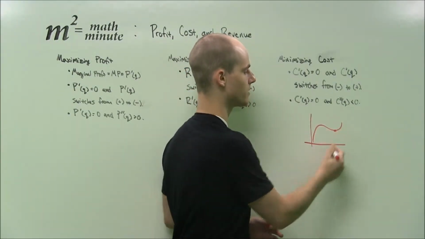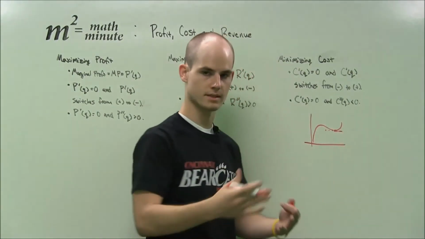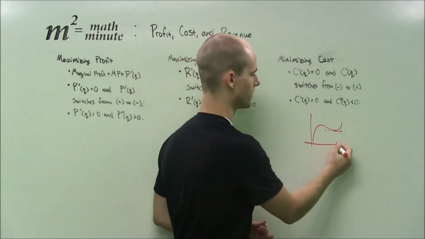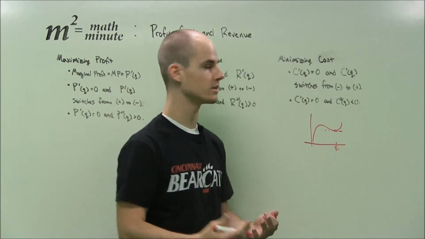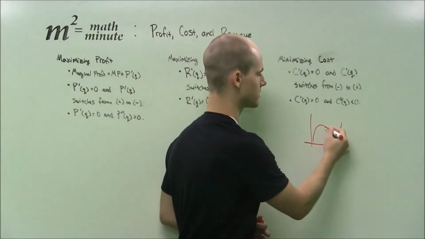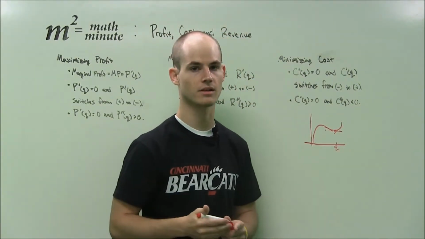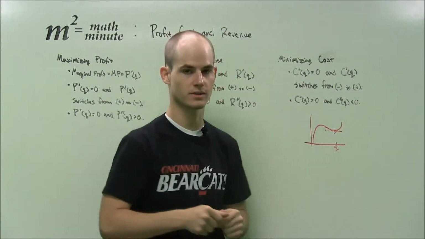So at this point right here, we know that's a local minimum. So the derivative at that point, c prime of q, equals 0. Now the second part says, if this switches from negative to positive, such as this, then we know we have a local minimum and we've minimized cost. Now that's the first derivative test.